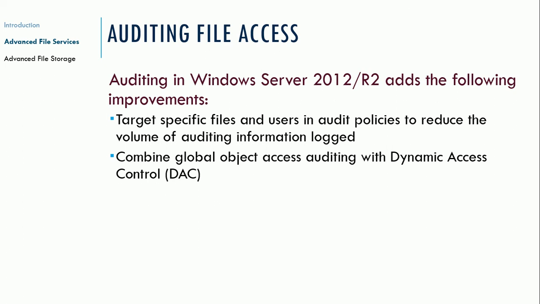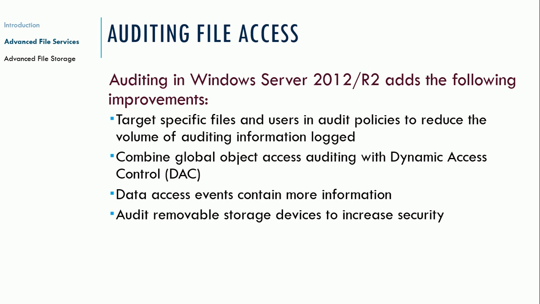You can combine global access auditing with dynamic access control, or DAC. We haven't talked about DAC yet. We're going to be talking about that in the next unit when we cover IPAM and DAC. But for right now, when we get to DAC later on, you'll see how it can use file classification services as well as auditing file access. And data access events contain more information, so more information to audit.